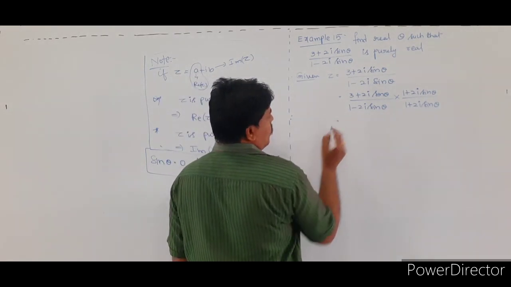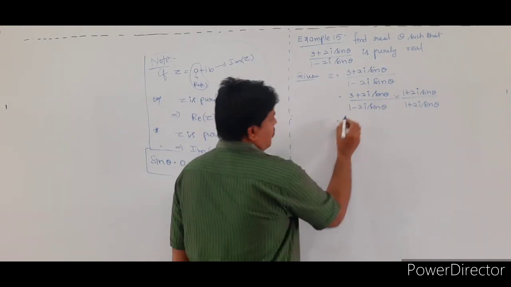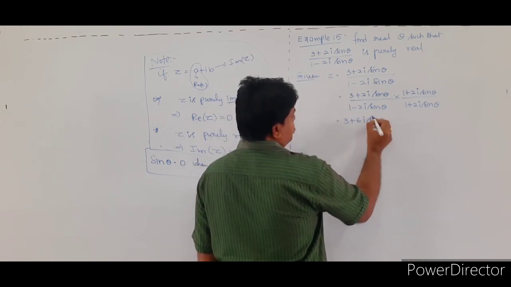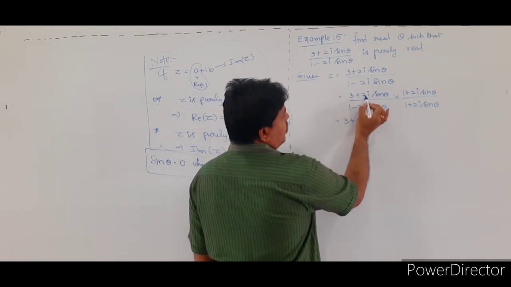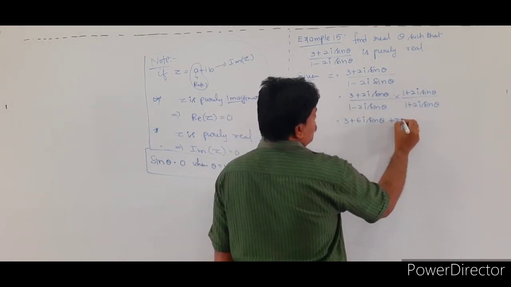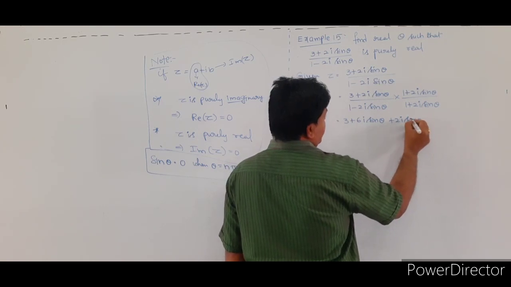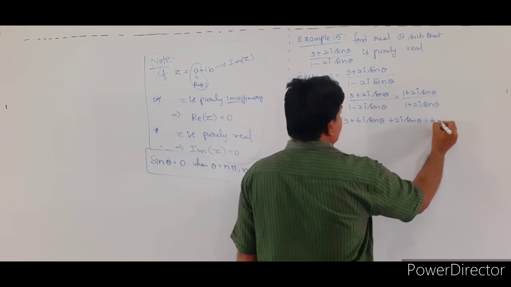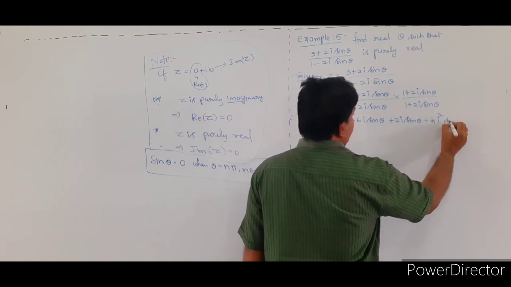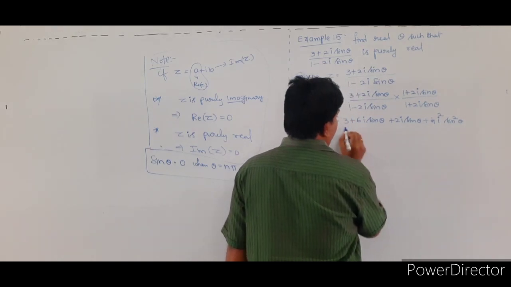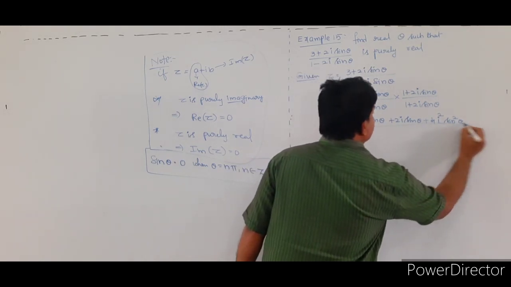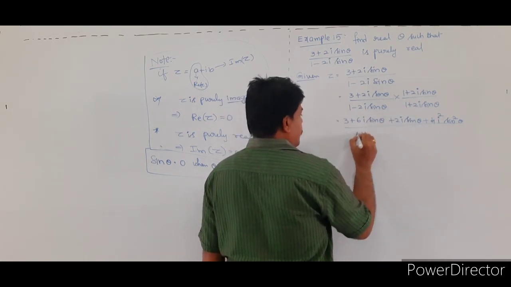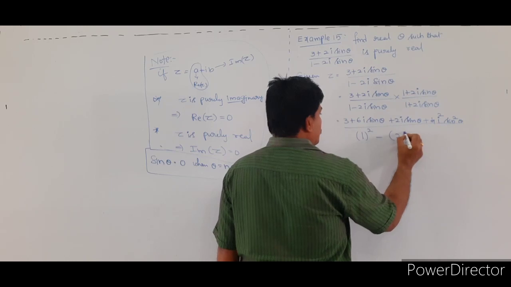So what happens? Multiply with 3: 3 plus 6i sin theta. Next, multiply with 2i sin theta into 1: that is 2i sin theta. 2i sin theta into 2i sin theta will become 4i square sin square theta. In the denominator, a plus b into a minus b is nothing but a square minus b square.